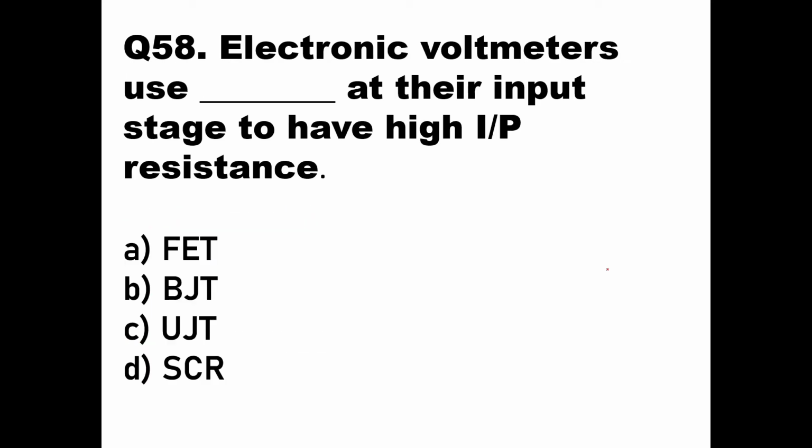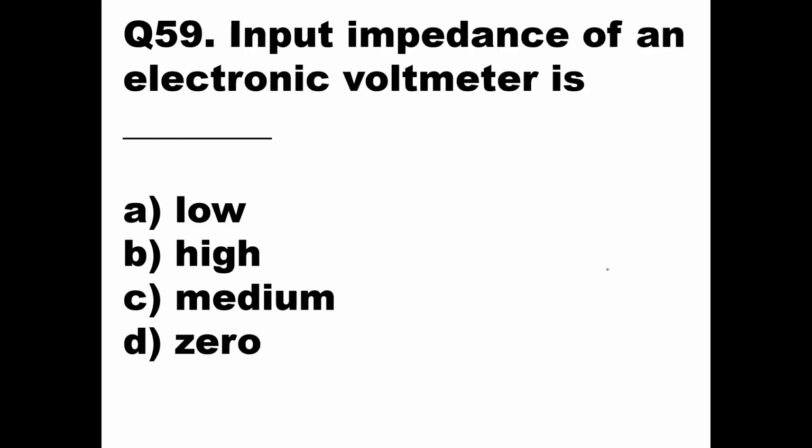Electronic voltmeters use dash at the input stage to have high input resistance. The options are FET, BJT, UJT, SCR. Out of these, option A, FET, is one element which has high input impedance, and FET is used by EVMs, or electronic voltmeters, to have high input impedance or high input resistance. So option A, FET, is the right answer. Then we'll go to the next question, question number 59.